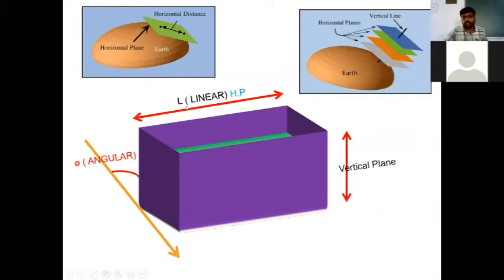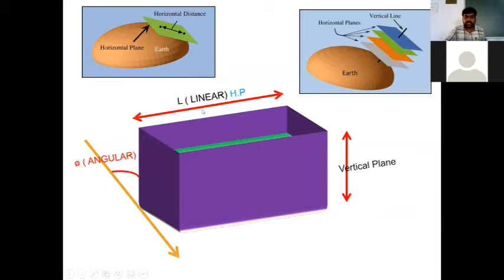Now here you can see linear. Linear means straight. Whatever measurements we take along this straight line come under the horizontal plane. So HP means horizontal plane. Then the measurement on the vertical plane, and the angular measurement. Angular measurements mean the object located in a particular direction.